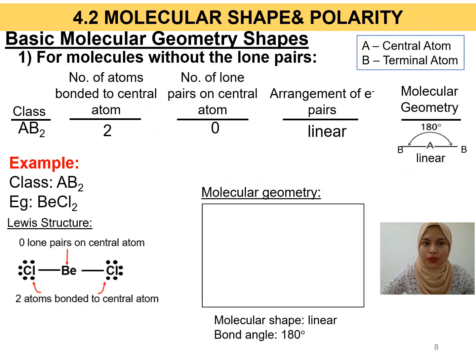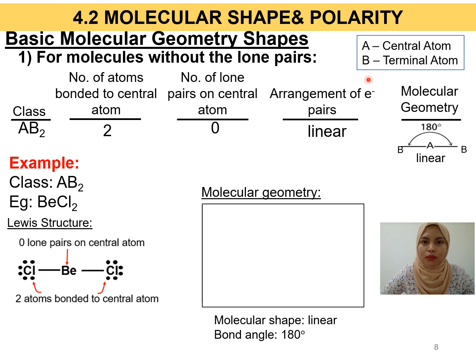Okay, so let us go through with the first basic molecular geometry shapes that you need to know ialah shape linear. Macam mana you nak tahu molekul you ada shape linear? Ialah di mana bila dia ada kelas of AB2. Apa tu kelas AB2? A stands for central atom, B stands for terminal atom. Kalau you punya molekul tu hanya ada satu central atom, dua terminal atom dan tiada langsung lone pair di central atom, makanya the arrangement of the electron pairs for the molecule should be linear. And with the molecular geometry, dia punya bond angle of 180 degree.